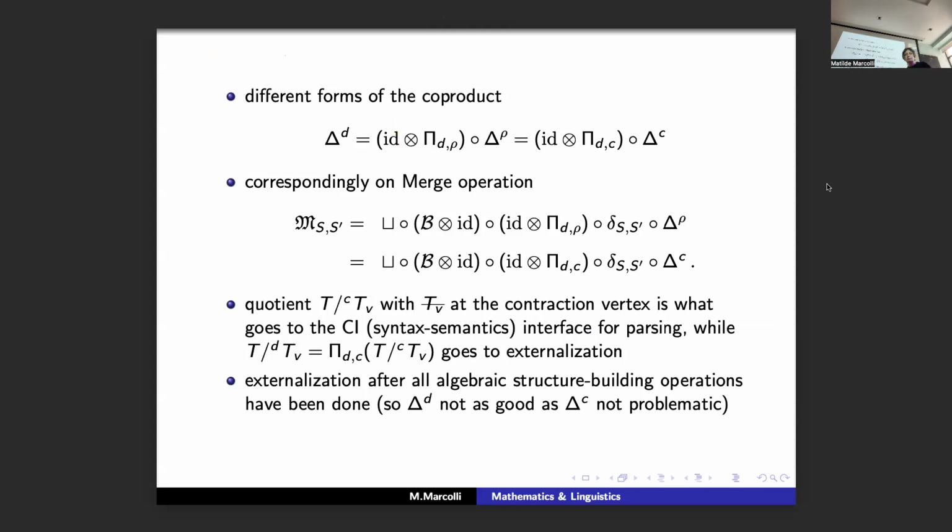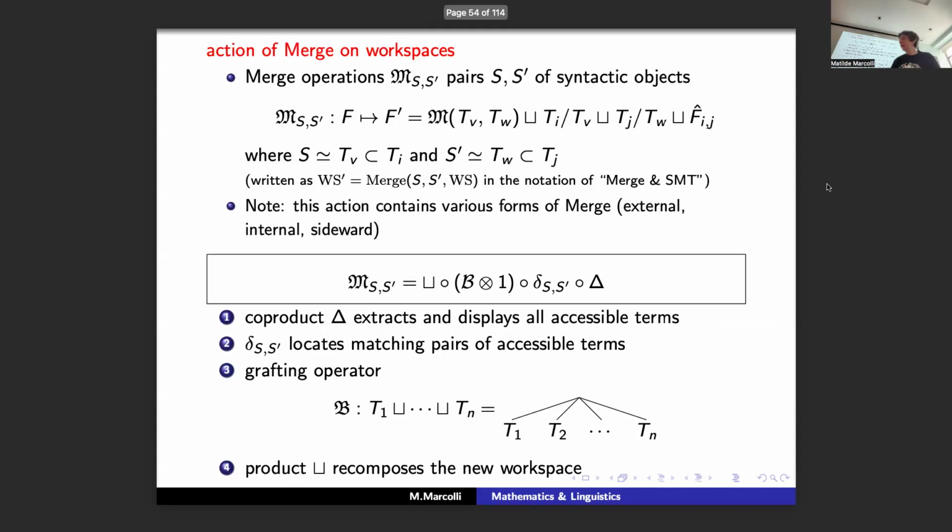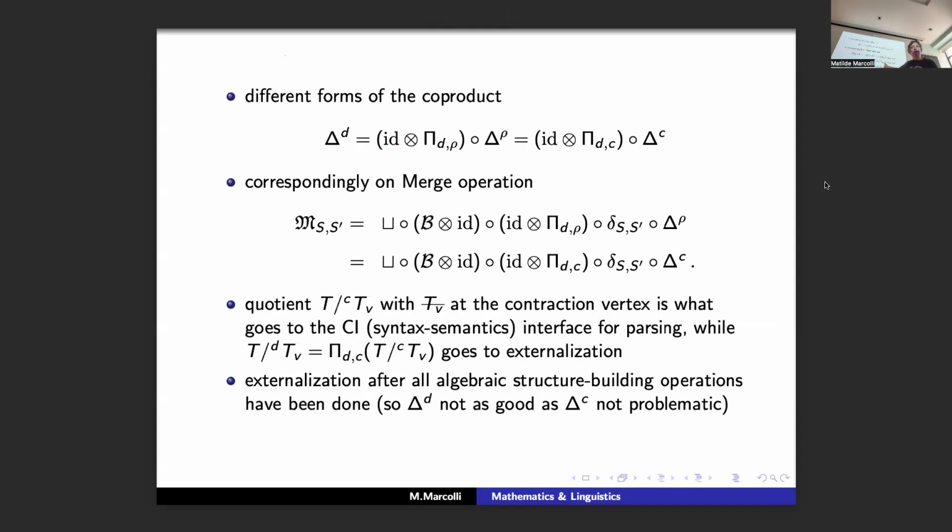And of course, here I'm writing just generically coproduct, but as I was discussing before, you have the option of choosing which coproduct you want to use. This will depend on whether you want the structure to map to the syntax-semantic interface or to externalization, and the relation is just through these projection maps that I described before.